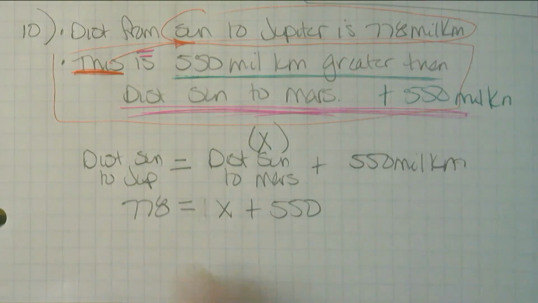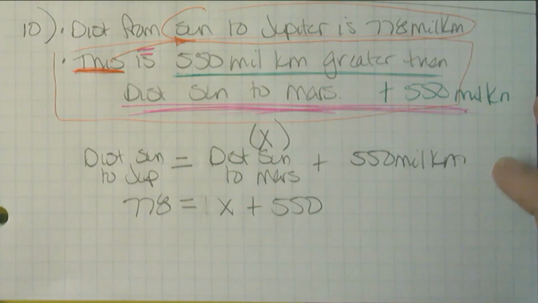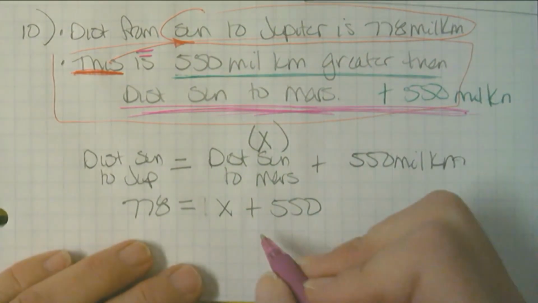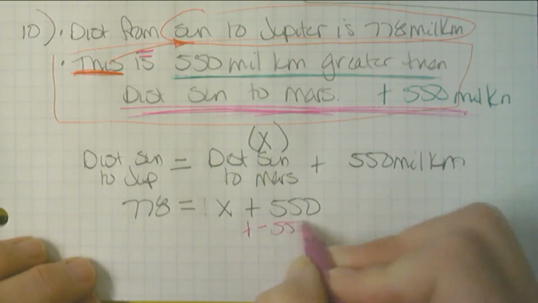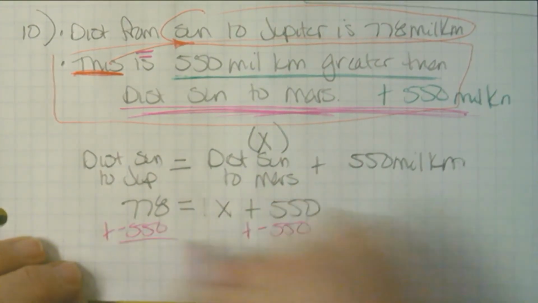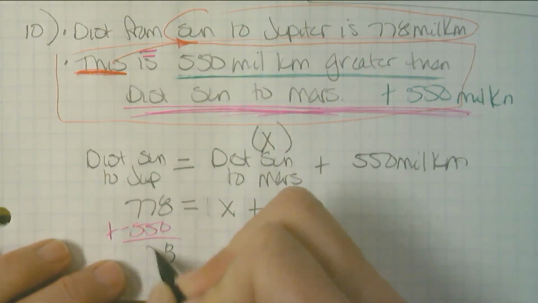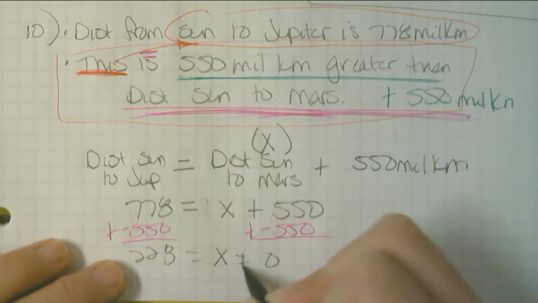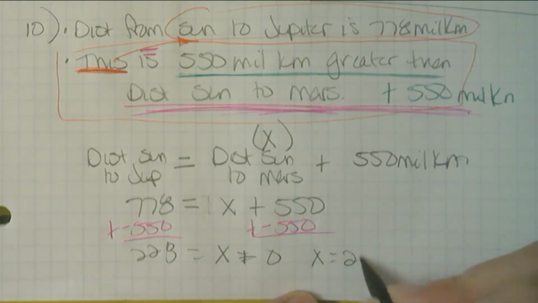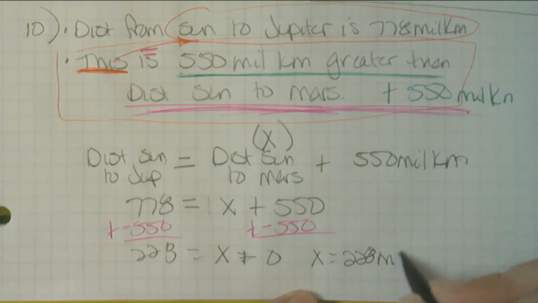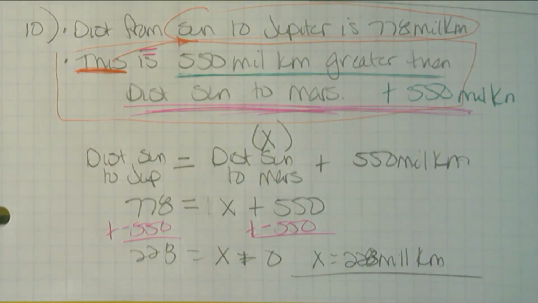What am I going to do to solve this now? Come on, we're running out of time. What am I going to do to solve this right now? Francesca? No, I'm not subtracting. Excellent. I'm going to add, get subtraction out of your head, my friend. I'm going to add a negative 550. So that's 228. So x plus 0 is equal to 228. So x equals 228 million kilometers. And then you're going to write that as a sentence. You guys cool? All right, you can go.